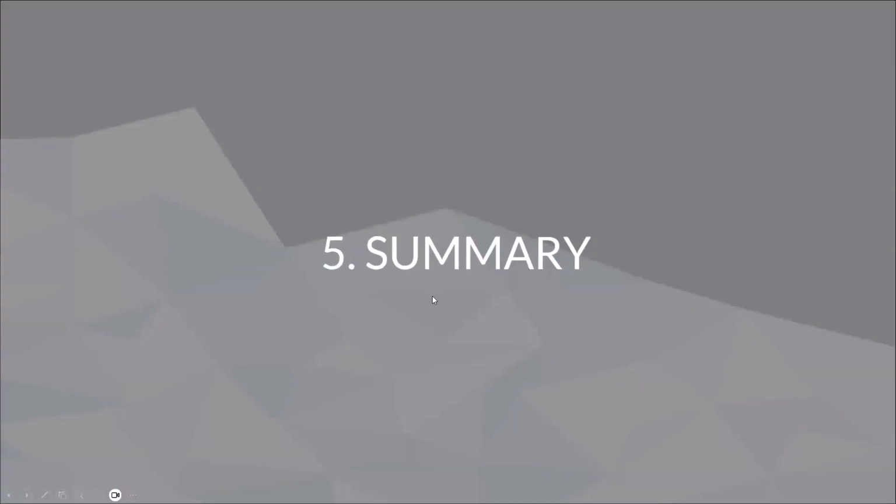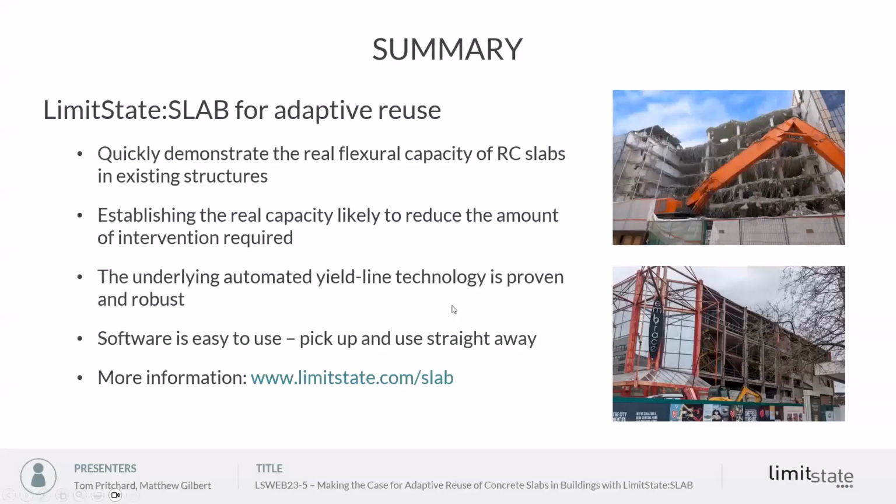So that's a very brief introduction to how LimitState SLAB can be used for adaptive reuse case studies. Just to quickly summarize, we've shown you that you can quickly demonstrate the real flexural capacity of reinforced concrete slabs in existing structures, and that establishing the real capacity is likely to reduce the amount of intervention that's required in your building. The underlying automated yield line technology is, as Matthew showed, a proven and robust technology from over 100 years. And the software is easy to use. You can pick it up and use it straight away.